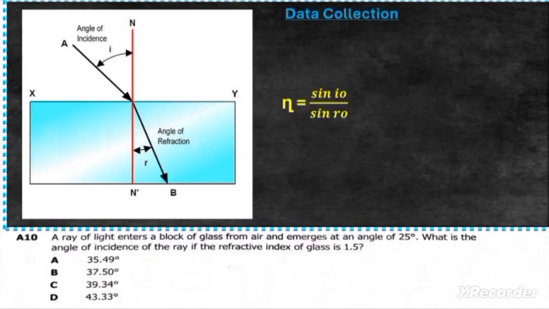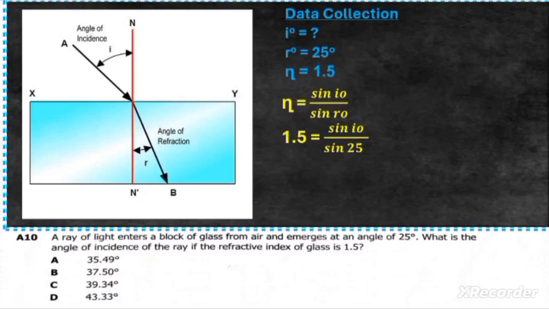So we are given the angle of deflection, which is 25 degrees. We are also given the refractive index, which is 1.5. So let us plug in these values.